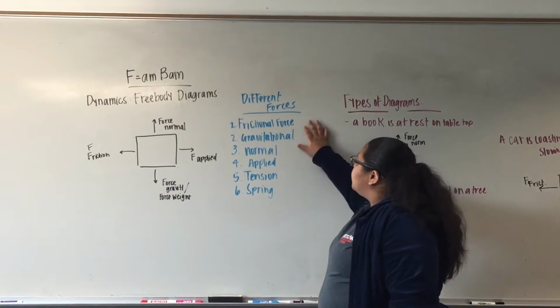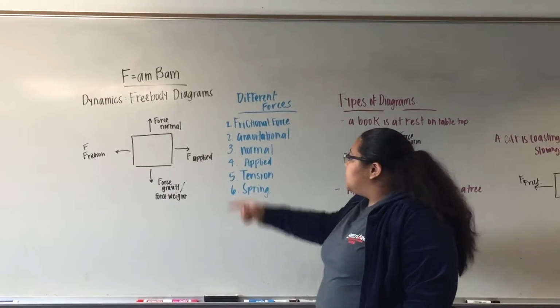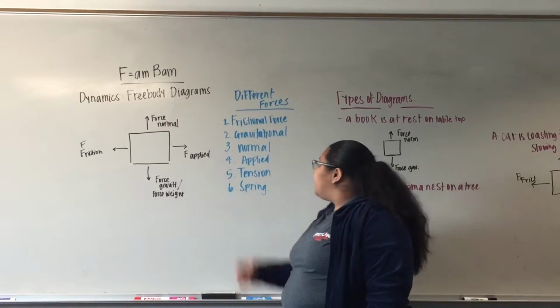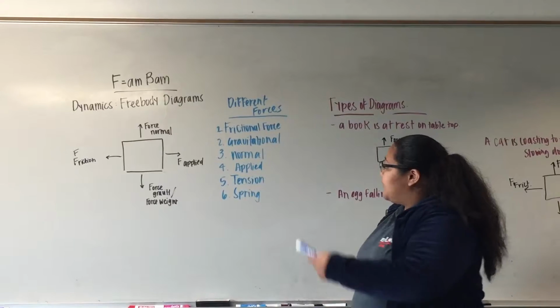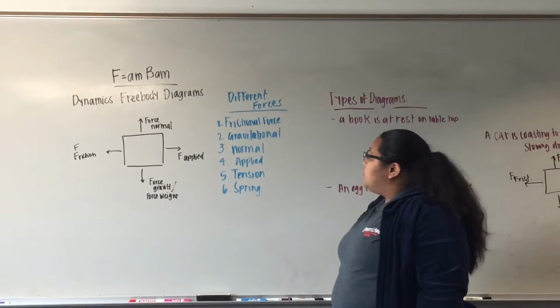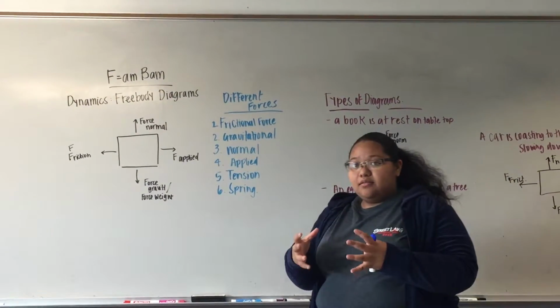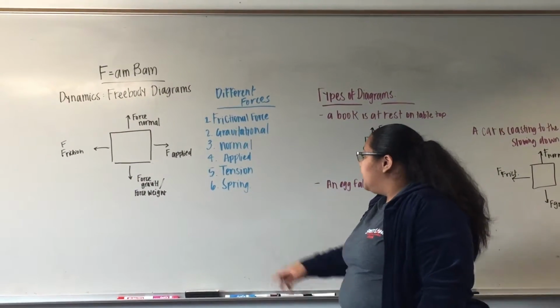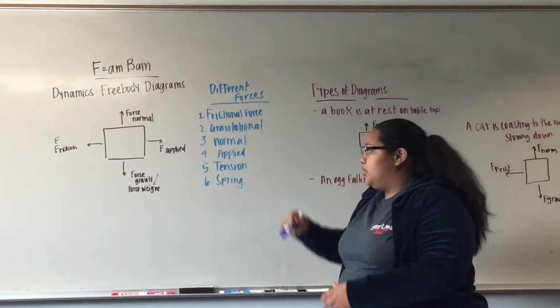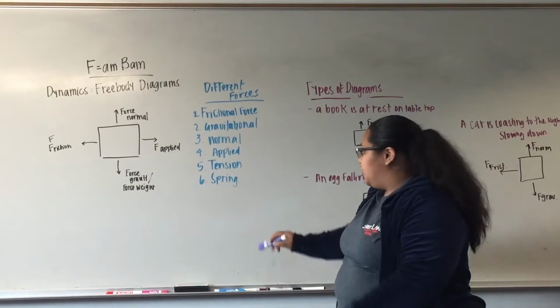Force frictional is the force being applied by friction. Gravitational is the force being used by gravity. Force normal is whatever mass the object has. Force applied is anything like a push or a pull. Force tension is usually used when there's pulleys. So there's tension on the rope.